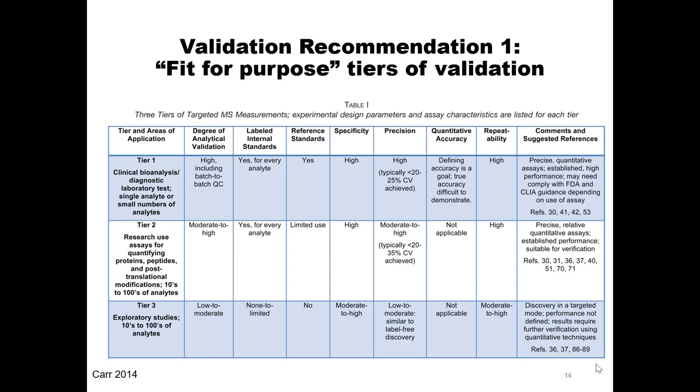So these are the fit-for-purpose tiers of validation. Tier 1, which I feel is kind of demeaning to Tier 3, is kind of clinical assays. For this, Carr et al. describe how they want labeled internal standards for every single peptide. They want reference standards in addition to these labeled internal standards. It should be extremely specific, extremely precise, and the accuracy should be defined. We've got kind of this middle one.